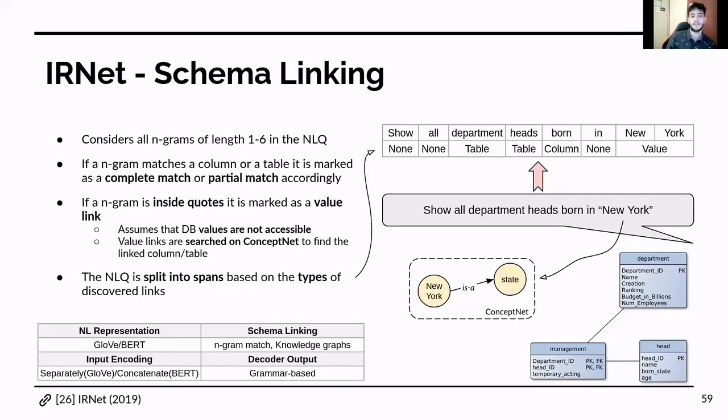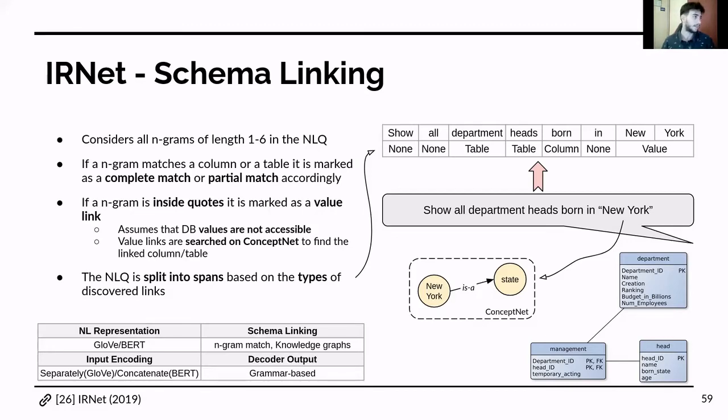So now let's see some systems that work on the spider dataset. So we're going to expect from them to have better expressiveness and be able to create much more complex SQL queries. So we're going to start with IronNet. And first, we're going to see how IronNet handles schema linking.